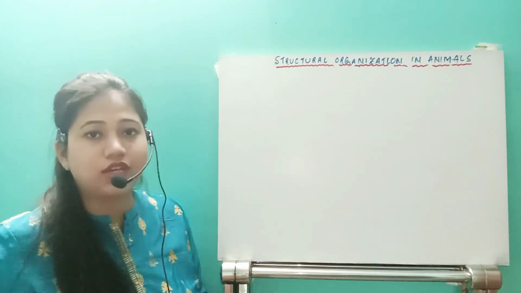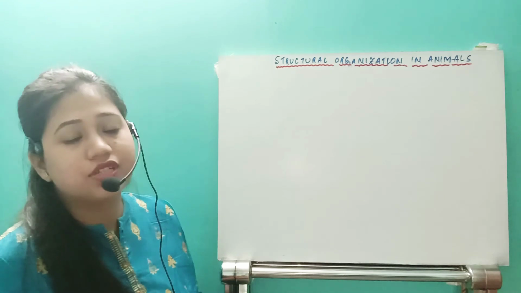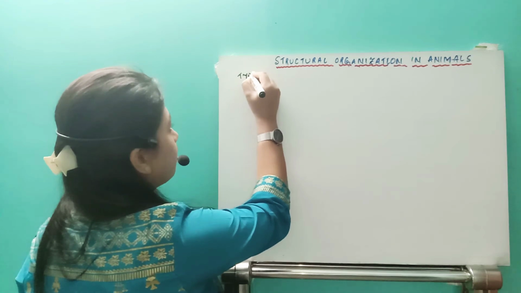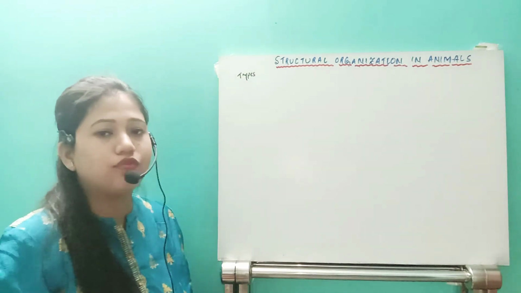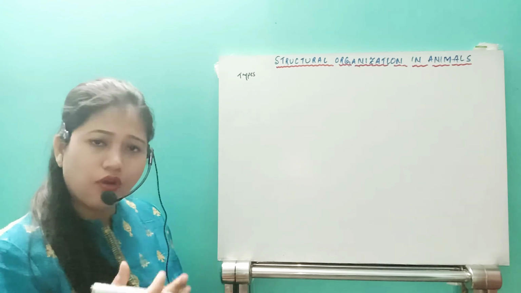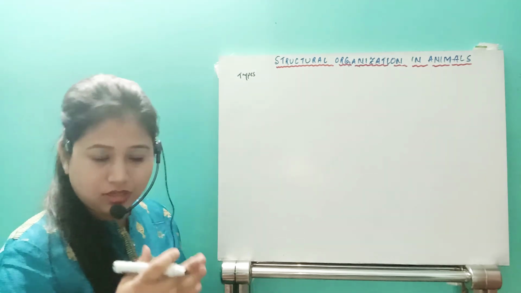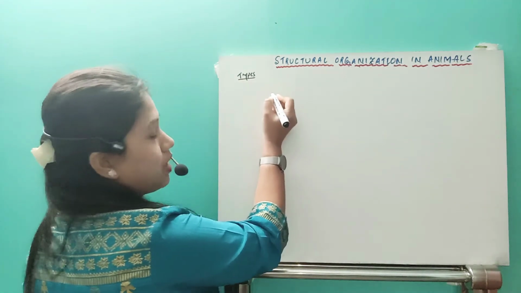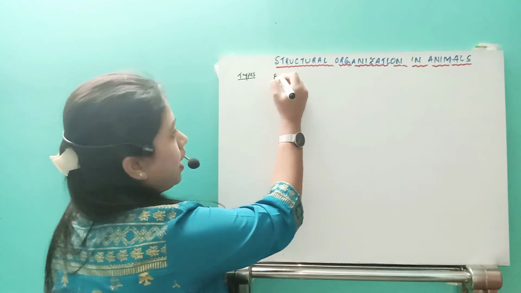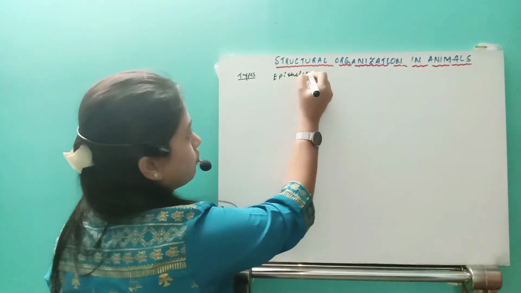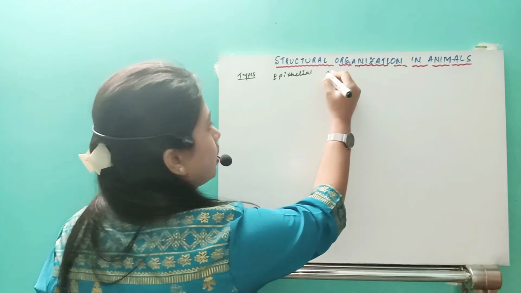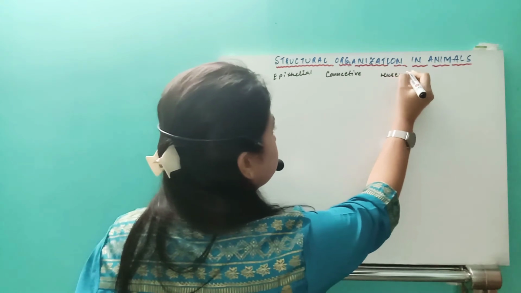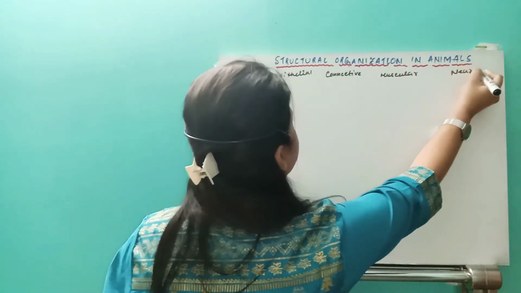Now let's move to the next part, that is the different types of animal tissue. So if you look at the types, then we are going to have 4 types, and along with that I will also tell you from which germinal layer all the types of tissue have originated. So if it comes to the types, then we have four types of tissues. They are epithelial tissue, right? Then connective tissue, then muscular tissue and neural tissue, right?